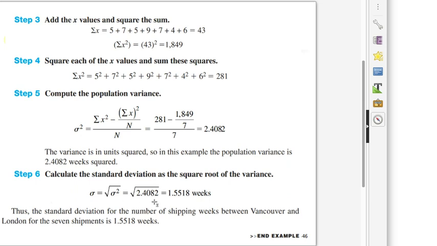Step 6, calculate the standard deviation as the square root of the variance. Now here, the square root of the variance is 1.5518 weeks. Thus, the standard deviation for the number of shipping weeks between Vancouver and London for the 7 shipments is 1.5518 weeks.